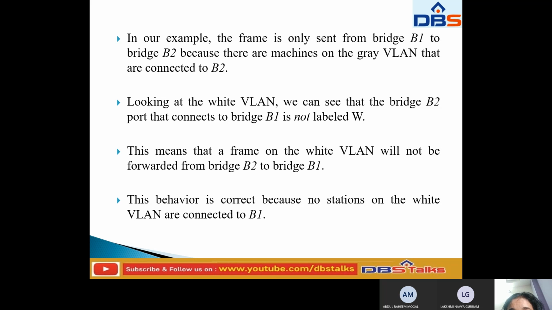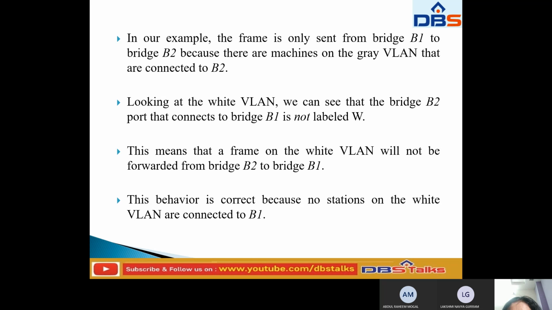Looking at the white virtual LANs, we can see that the bridge B2 port that connects to bridge B1 is not labeled with white. So these are the different behaviors and workings of this diagram.